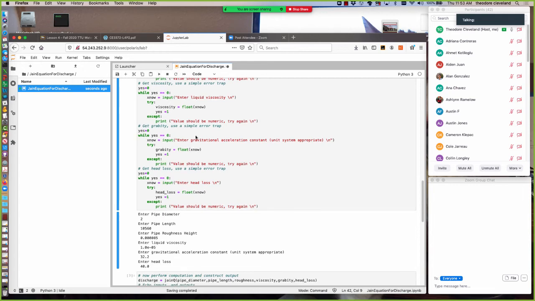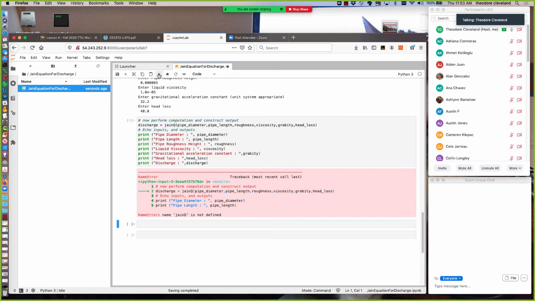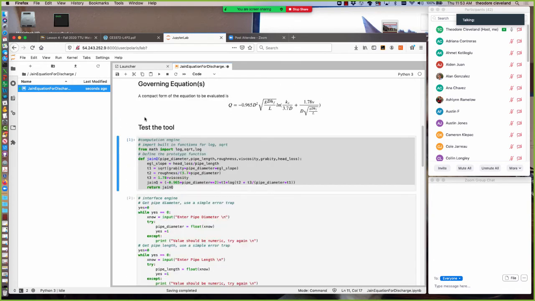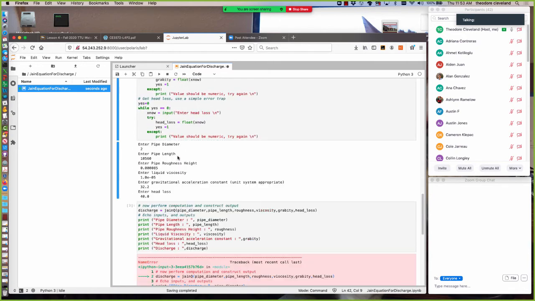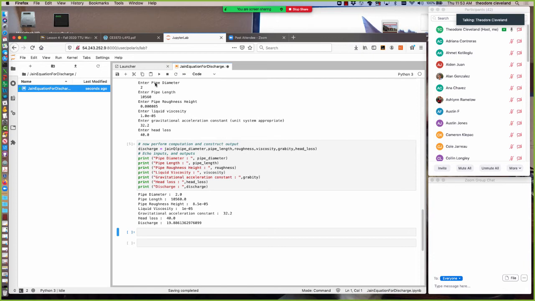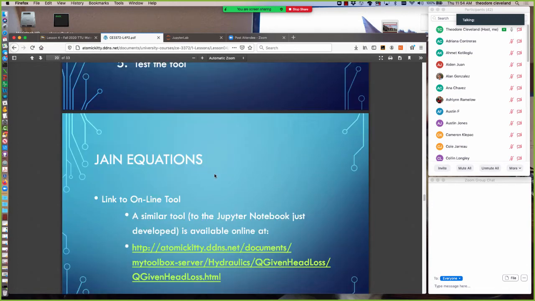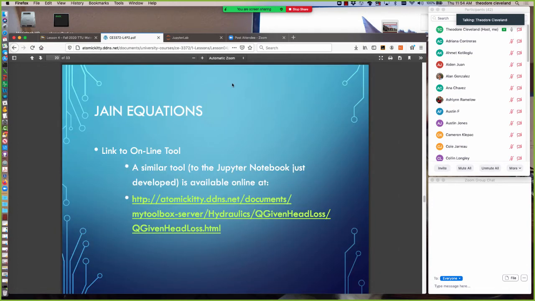Oh, okay, so now we've got the input and we'll actually do the calculations, and it doesn't work. My bad. Let's try it now. There we go. So it gives us a discharge of 19 cubic feet per second for these inputs. I don't even know if those are right. But another way is to have that already coded online, and so we can look at that.